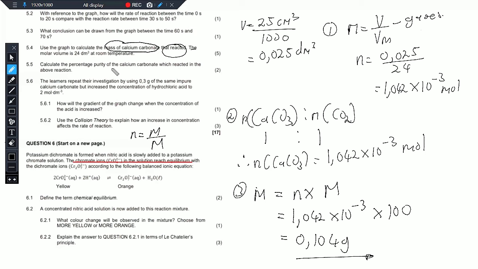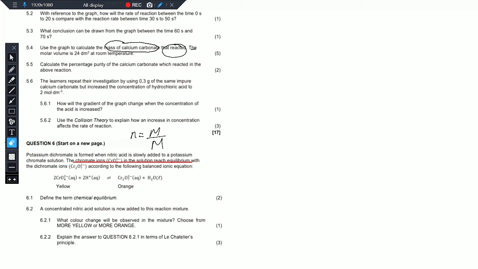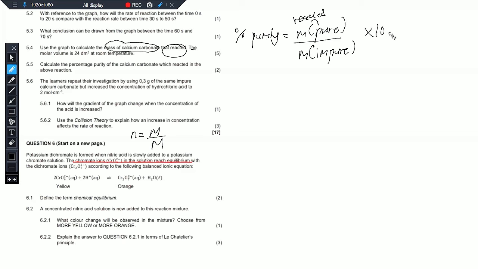Then calculate the percentage purity of the calcium carbonate which reacted in the above reaction. Now, percentage purity is also a throwback to your grade 11. You will remember that percentage purity is the mass of the pure sample, or the reacted sample, over the mass of the impure sample. So the pure sample is the one that reacted. We did calculate the 0.104 from the previous question.